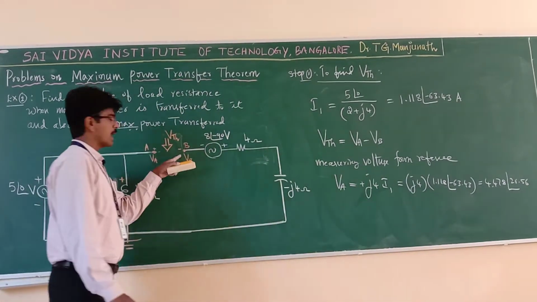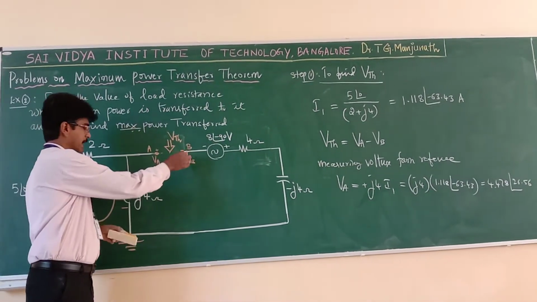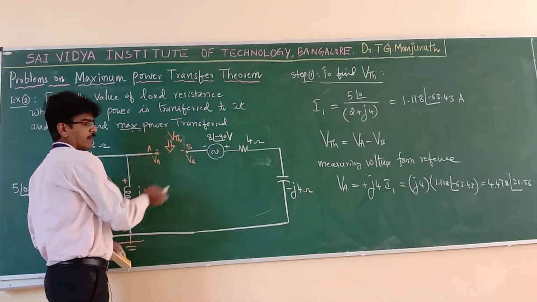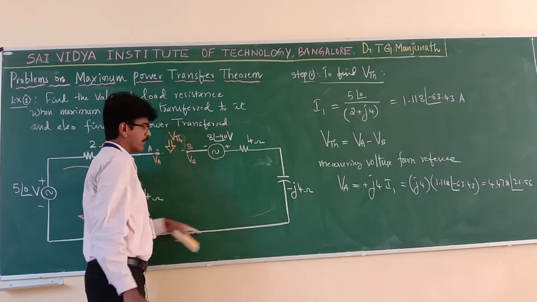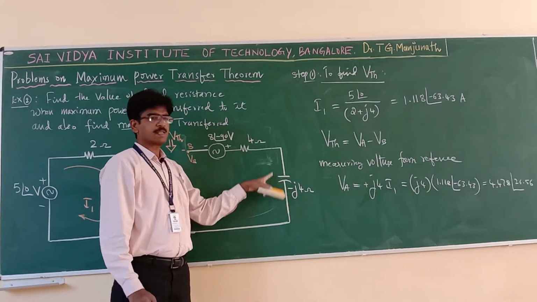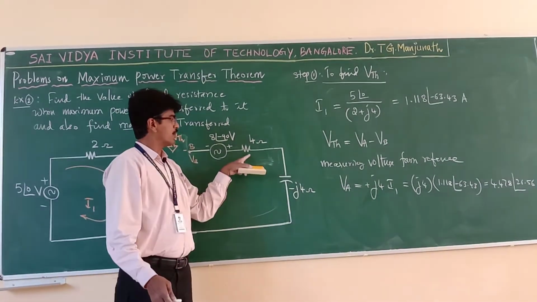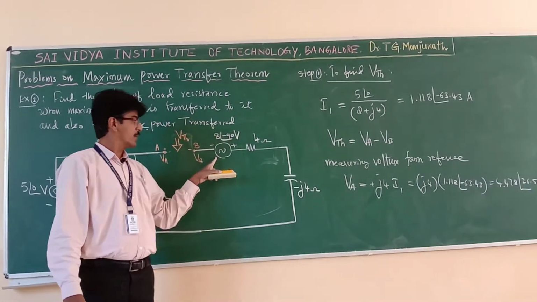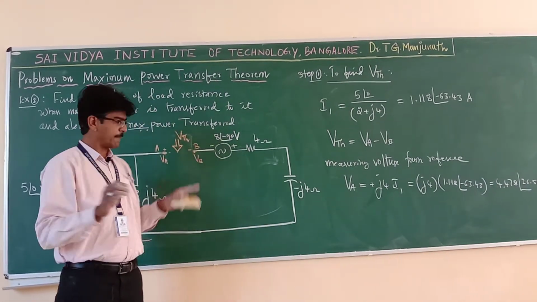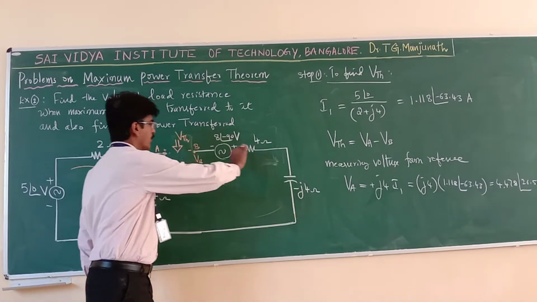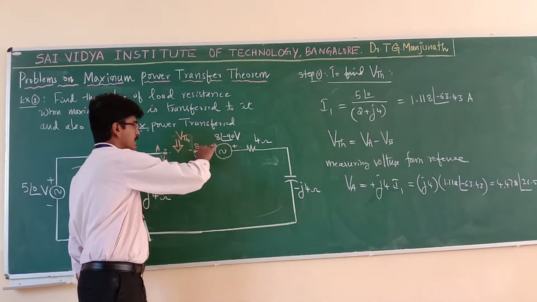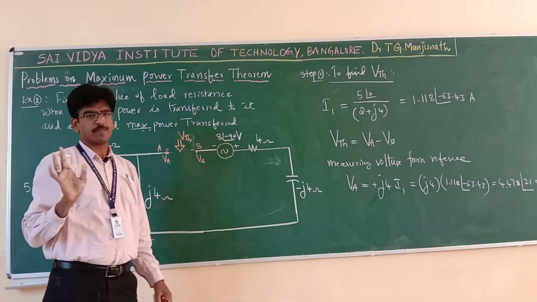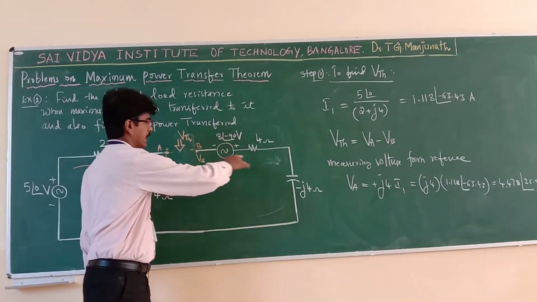Next, what do I want? I want VB. To measure VB, I have to go by this way only. I cannot go by this way. If you go by this way, here no current is flowing, no voltage drop, no current is flowing, no voltage drop, but you have this voltage source. Open circuit voltage will be there. So what is the voltage now? If you go by this way, plus to minus, voltage is 8 at an angle minus 90. So you have to go like this only.